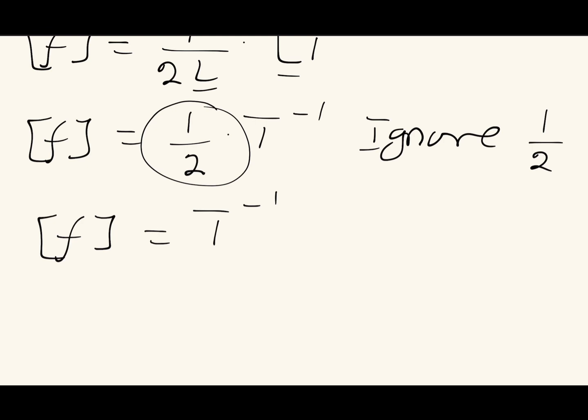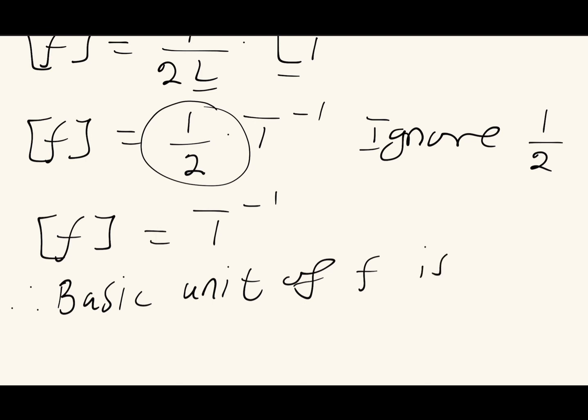Now, when you get to this point and you want the units, all you have to do is replace the dimension with its appropriate SI unit. What is the SI unit of capital T, which is time? It would be seconds, right? Good. So the basic unit of F is second raised to the power -1, which is also what? Per second.